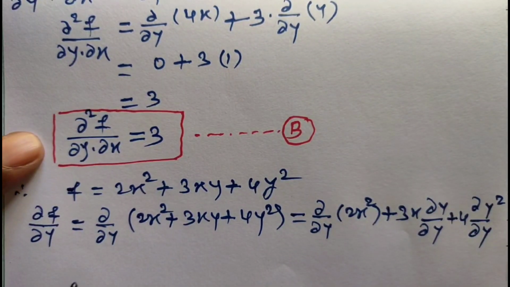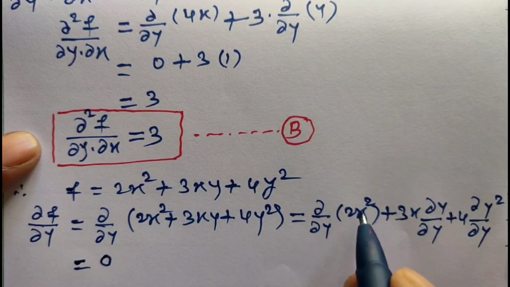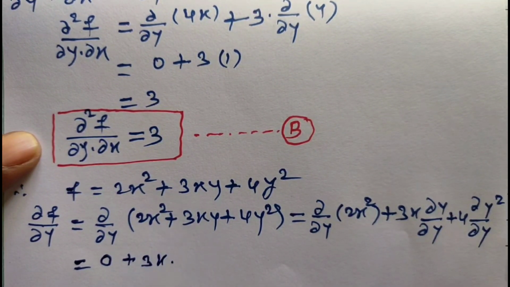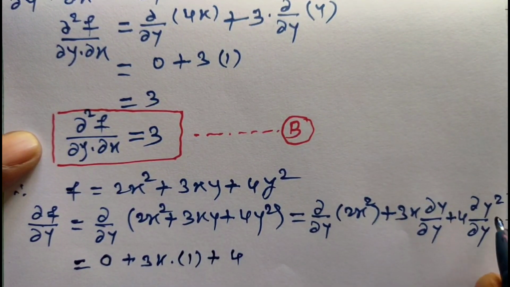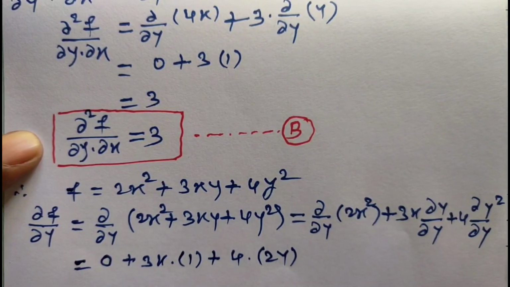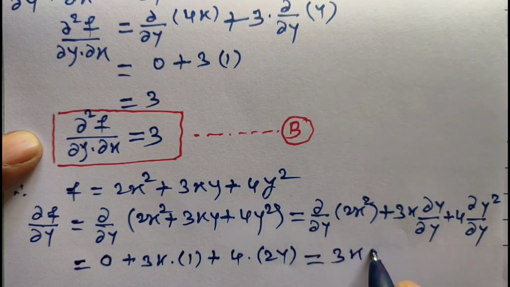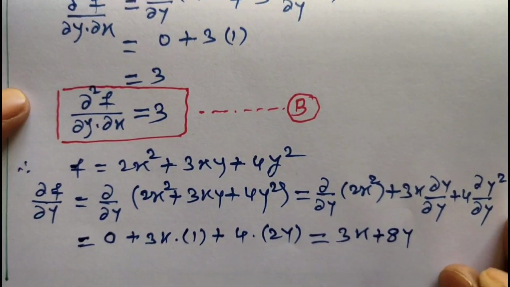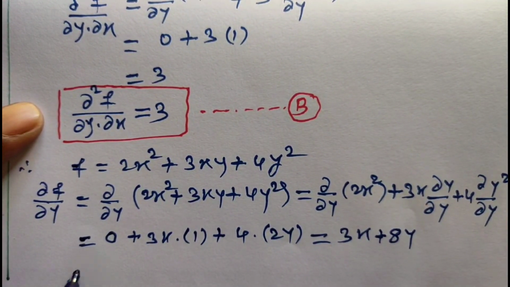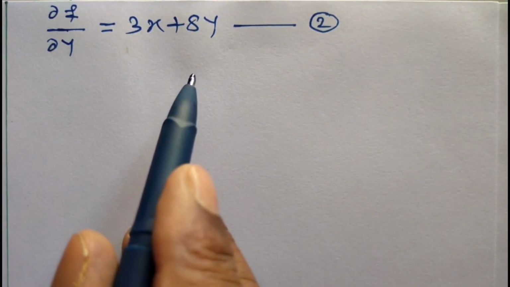Hence differentiating we get, derivative of 2x square is 0 because this is a constant term, plus 3x into derivative of y with respect to y is 1, plus 4 into derivative of y square with respect to y is 2y. After simplification this is equal to 0 plus 3x into 1, that is 3x, plus 4 into 2y is equal to 8y. Hence we can write partial derivative of f with respect to y is equal to 3x plus 8y. Consider this result as result number 2.